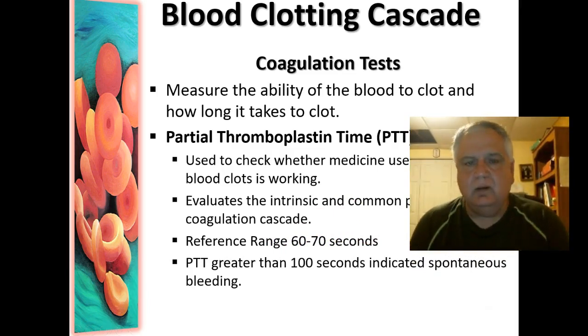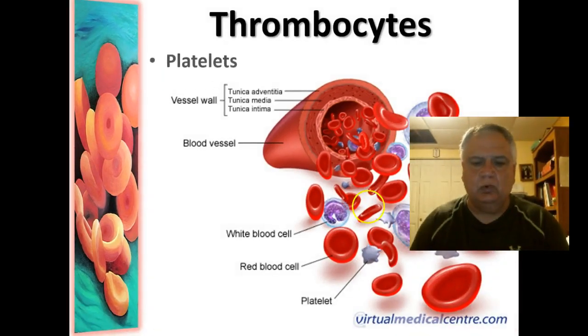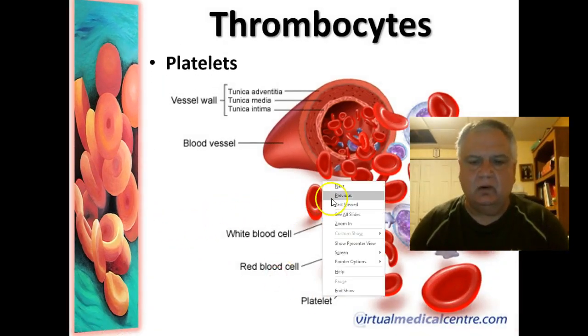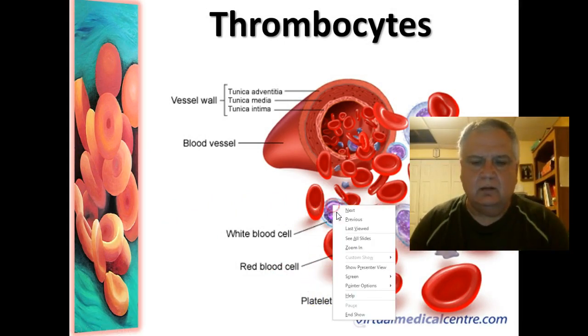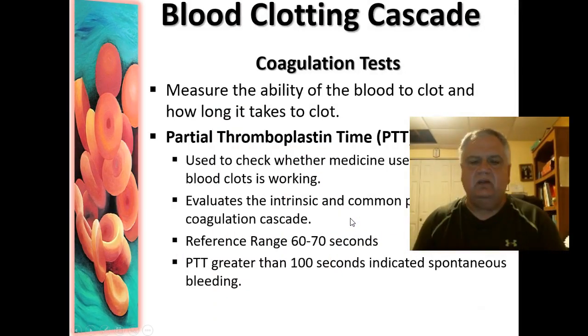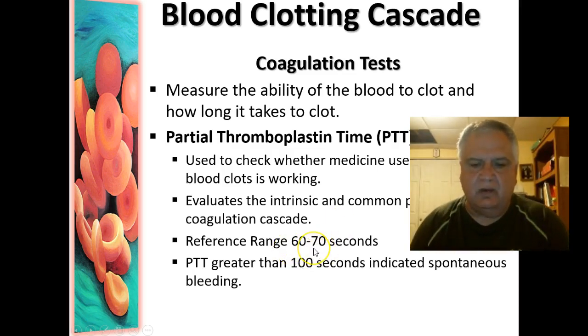So what does that mean? Well, a PTT, and this again is often done in combination with a PT, if the result is greater than 100 seconds, that would indicate spontaneous bleeding or more difficulty in terms of clot formation. However, if the PTT would be in the 60 to 70 second range, then we'd have normal clotting.